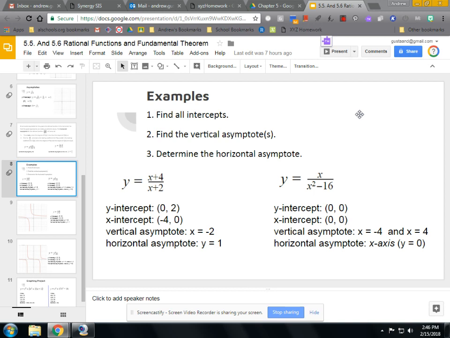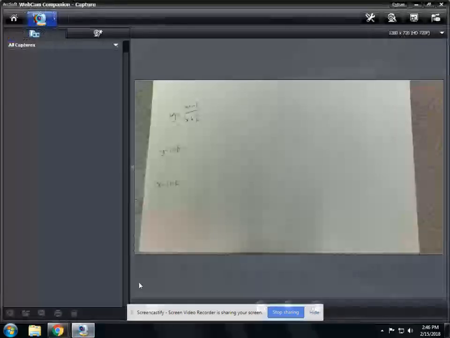We'll look at how the answers for this were found: how the x and y intercepts were found for each of these two different functions, the vertical asymptotes and the horizontal asymptote, and trying to show where those answers came from. So I'm going to start with the first one, y equals (x plus 4) over (x plus 2). So we have this rational function here, with a polynomial in the numerator and a polynomial in the denominator, x plus 4 and x plus 2. They're both first degree, or linear, polynomials.